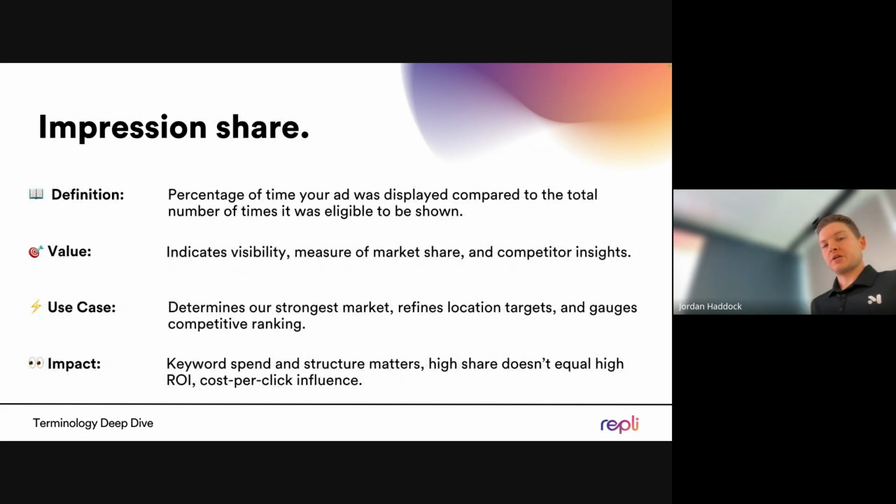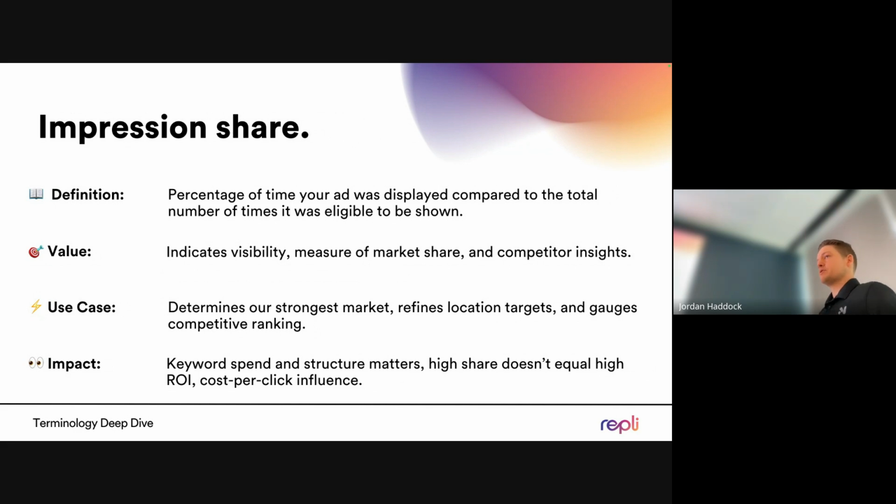And related to impressions, impression share is a bit of a more granular metric that we utilize more specifically in Google Ads. The definition is basically the percent of the time your ad serves when it has the potential to be served. It's a really good indication of visibility, measure of market share, and competitor insights as well.